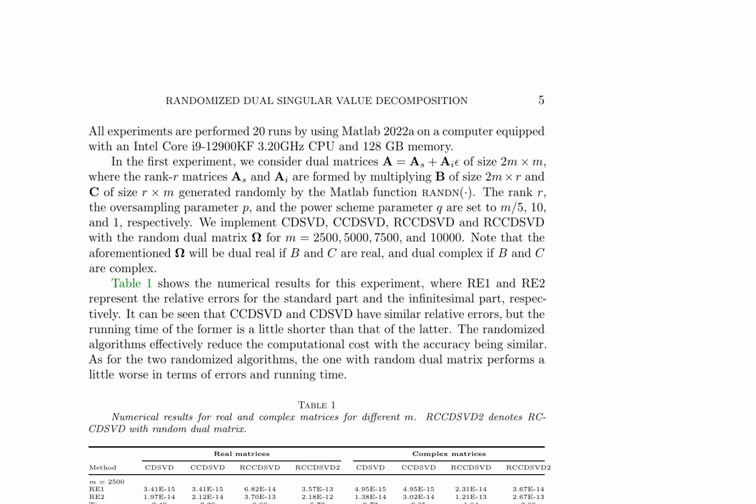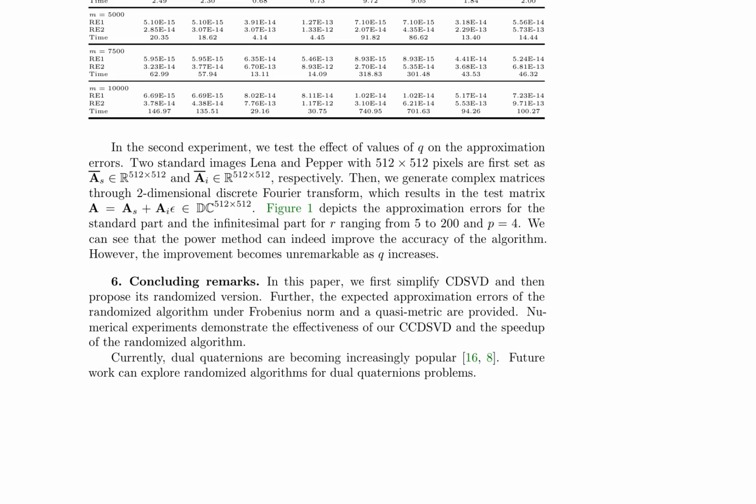The numerical results for this experiment are shown in Table 1, where Re1 and Re2 represent the relative errors for the standard part and the infinitesimal part, respectively. It can be seen that CCDS-VD and CDS-VD have similar relative errors, but the running time of the former is a little shorter than that of the latter. The randomized algorithms effectively reduce the computational cost with the accuracy being similar. As for the two randomized algorithms, the one with a random dual matrix performs a little worse in terms of errors and running time.